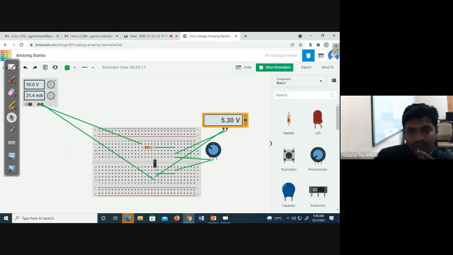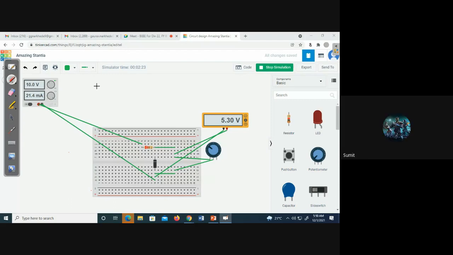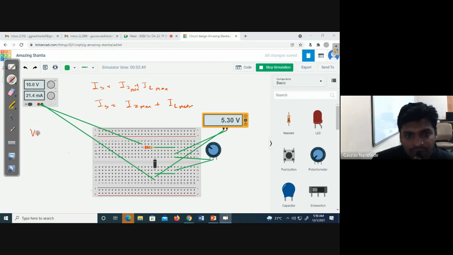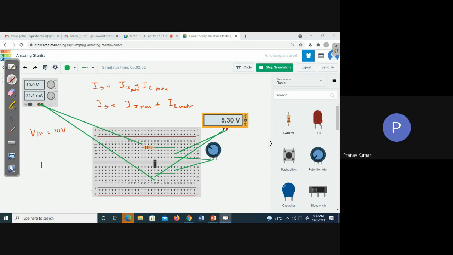In this case, which is this case, first or second case? Second case. So IS is equal to IZ plus IL, right? IZ minimum and IL maximum, correct? नहीं तो फिर IS क्या हो सकता है? IZ maximum and IL minimum. Now what is V in here? 10 volt.